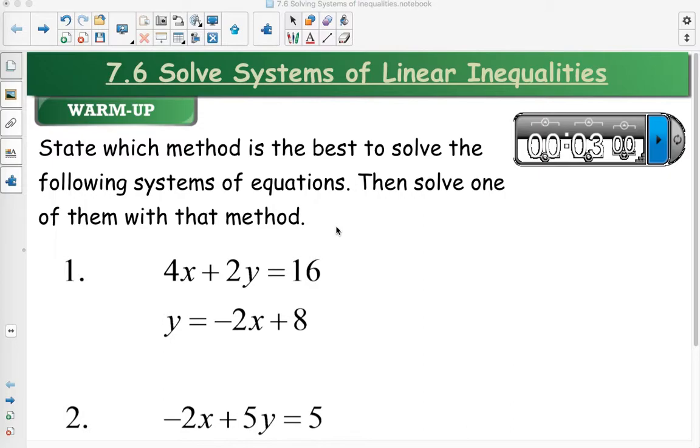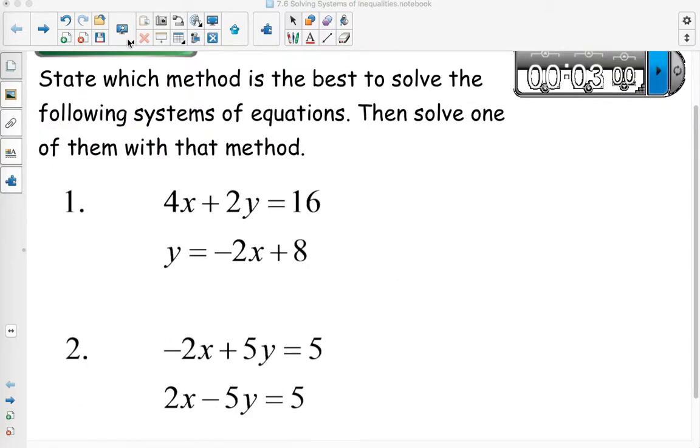So have your note packet out, and then wherever you've done your homework, in your notebook or on a scratch piece of paper, our warm-up question to start is the following. I want you to state which method is the best to solve the following system of equations, and then actually go through and solve that system of equations with that method. So choose one of our 3 tools, either graphing, substitution, or elimination, to solve one of the 2 questions. You only need to do one, and then we'll come back to it.